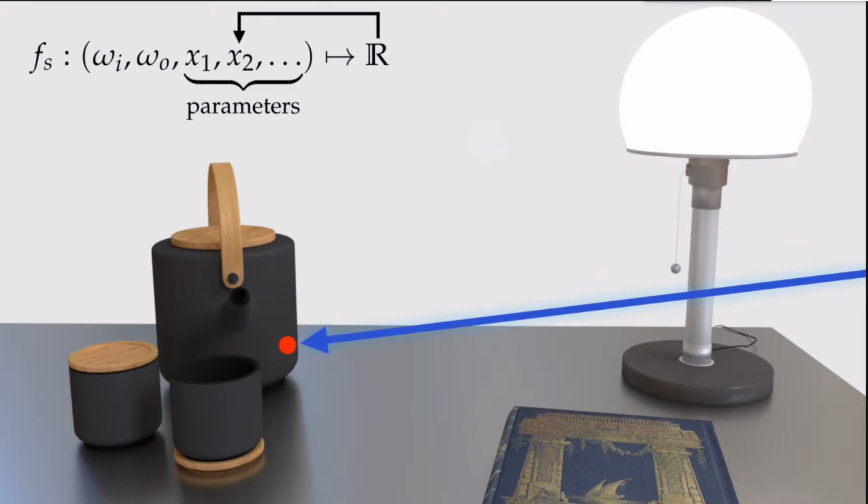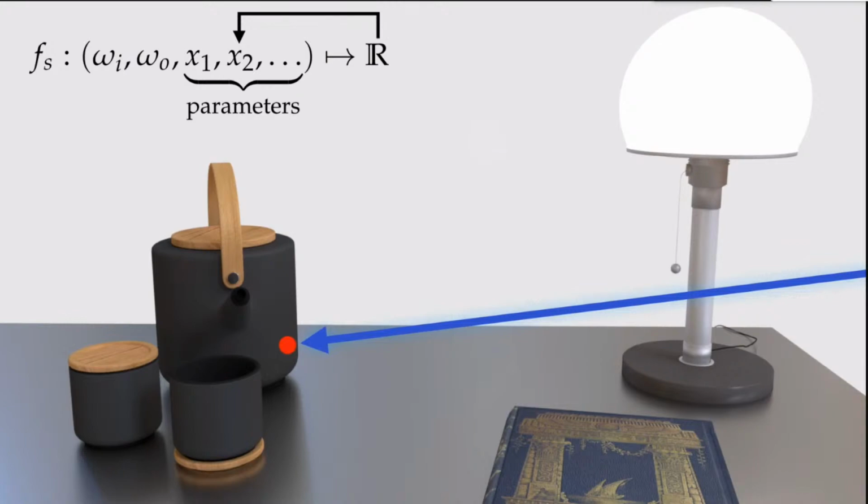You'll remember from earlier, there was this function fs. That was the function that characterized the material. It depends on the incident direction of light and the outgoing direction of light. But then it also really depends on a few scene parameters. For instance, a scene parameter here might say whether that object is gray or whether it's white, whether it's made of metal or whether it's a glass surface.